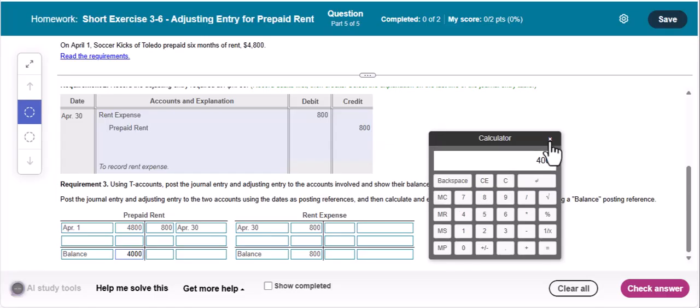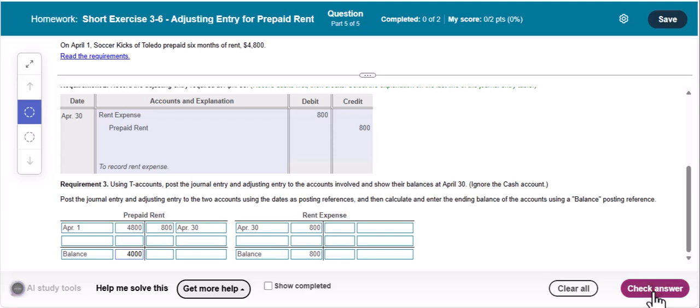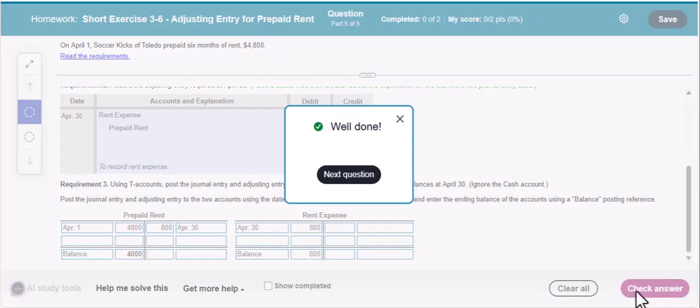So let's go ahead and close out of our calculator here and check our answer. Well done. Not how I like my steak, however, how I like my accounting problems.